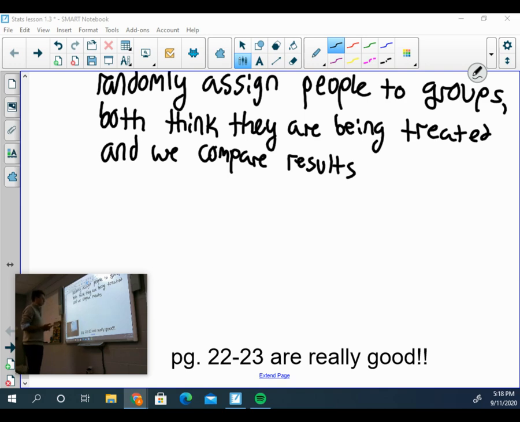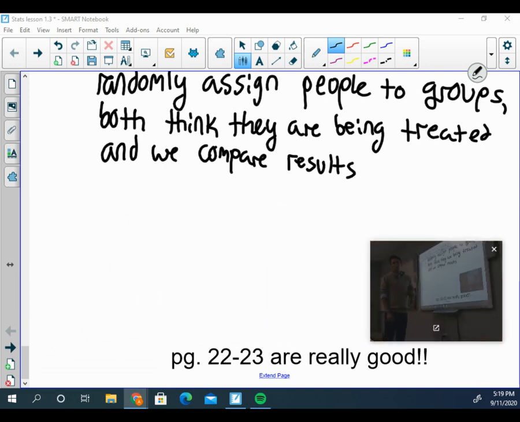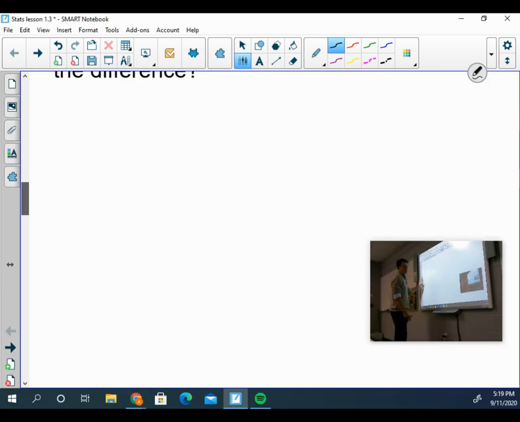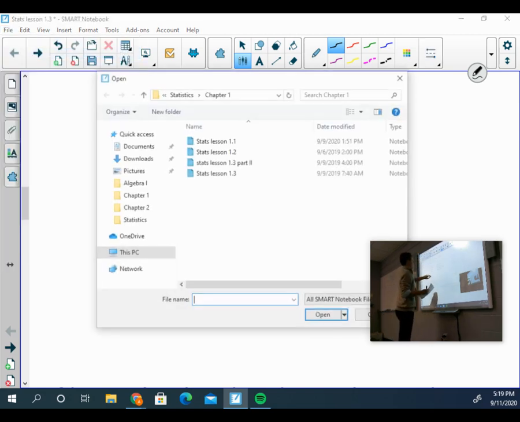Pages 22 and 23 are really good examples. They're really good at explaining this. Again, if you're sitting here like, oh my gosh, Mr. Carter, you just rambled for like 15 minutes, I have no idea what's going on, those are really dense. That's okay. Look at page 22 and 23. Also, this is a great time to pause the video, email me any questions you have, or say, hey, Mr. Carter, you blabbered on about placebo effect for 10 minutes, can you give me the concise definition? And I will happily do that. Okay? So that's experiments. And now we'll jump over to the second part of the lesson.